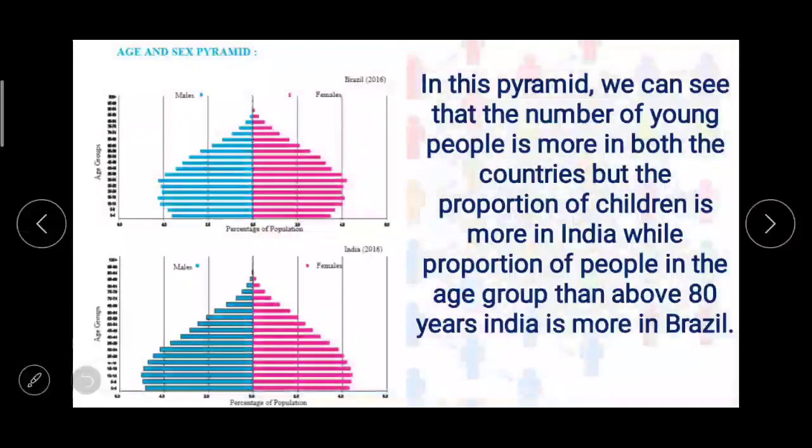Next thing, now in this pyramid we can see that the number of young people is more in both the countries, but the proportion of children is more in India here, while proportion of people in the age group above 80 years is more in Brazil.